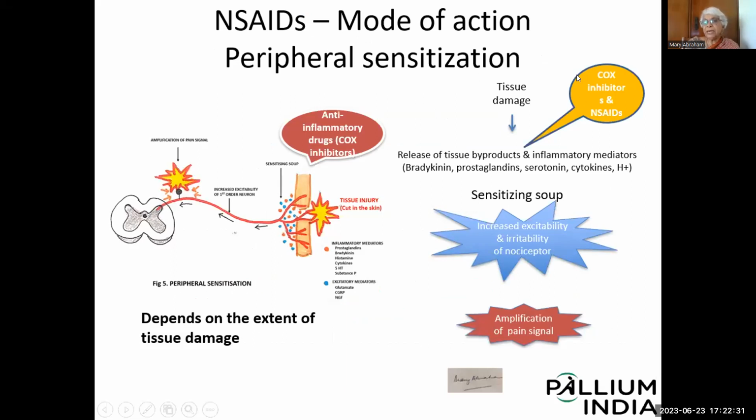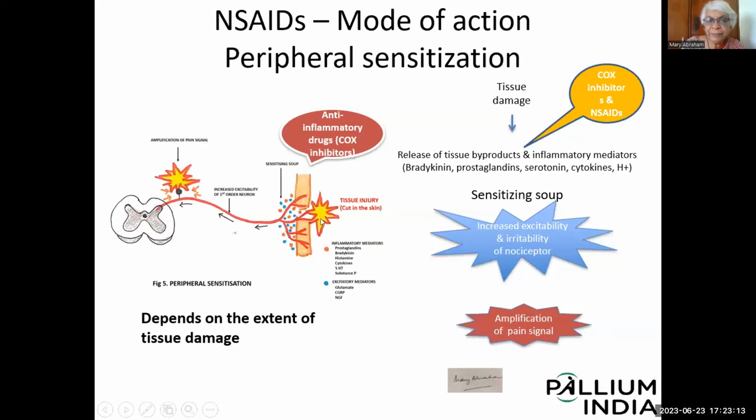Now, if you look at this chart, you see that here there is a tissue injury. And when there's tissue injury, there is a breakdown of the cells and a release of a lot of tissue byproducts and inflammatory mediators like prostaglandins, CGRP, bradykinin, histamine, and substance P, etc. Also the excitatory mediators like glutamate and the cytokines. Now, when this happens, this is a nociceptor. This is a peripheral afferent neuron, and this is the nociceptor, that is the nerve endings in the tissue.